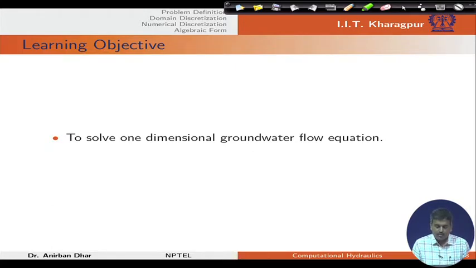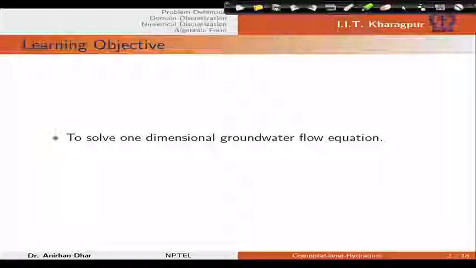Now, we are considering groundwater flow as part of our hydraulics. We can have surface water hydraulics or groundwater hydraulics. In this particular lecture class, we will be discussing the groundwater hydraulics part.